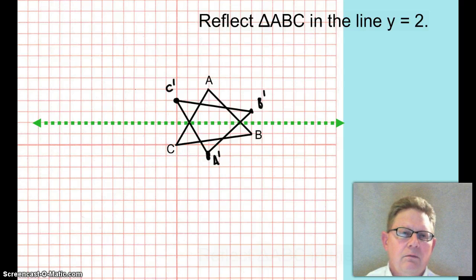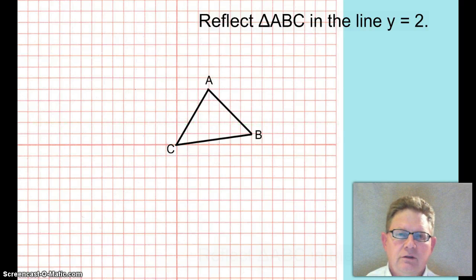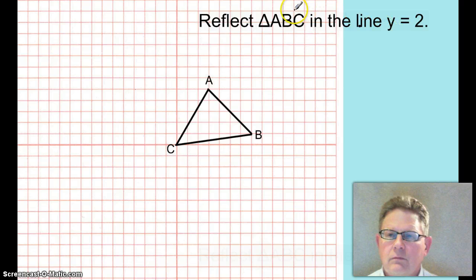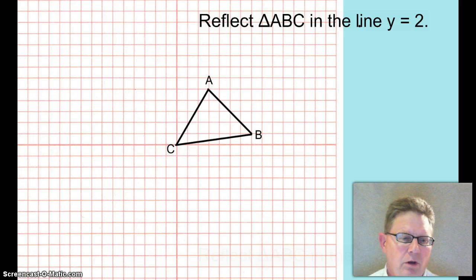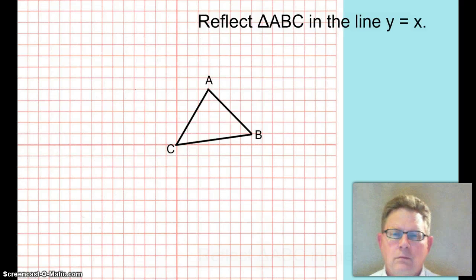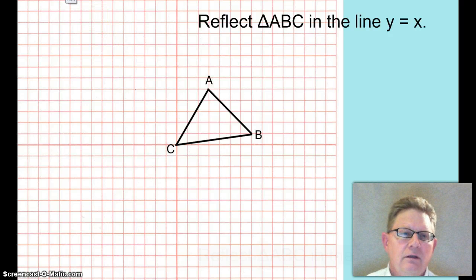How about instead that the line of reflection was, whoops, I didn't want to do that, sorry about that. I'll tell you what, I'll pause it. I'm going to change that equation. I'll be right back. How about if it was reflect that triangle in the line y equals x.